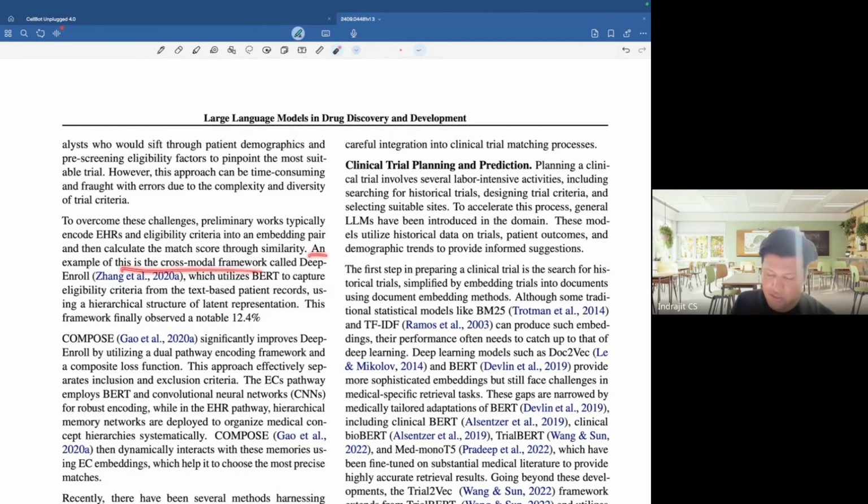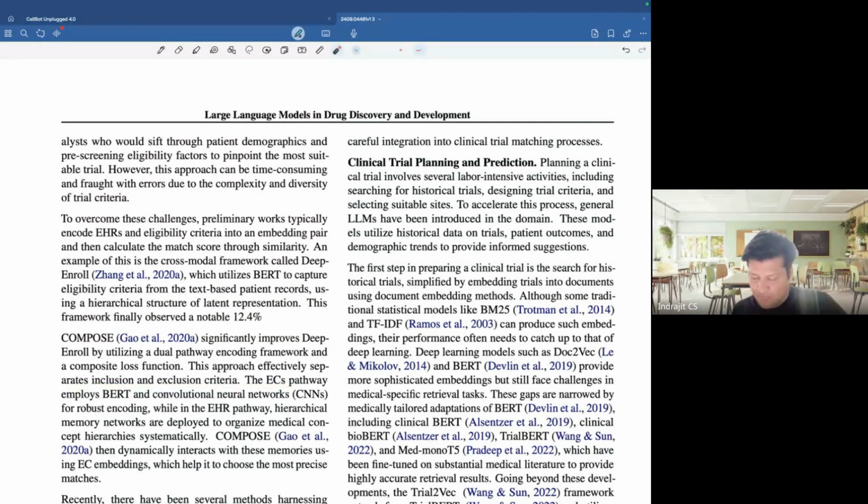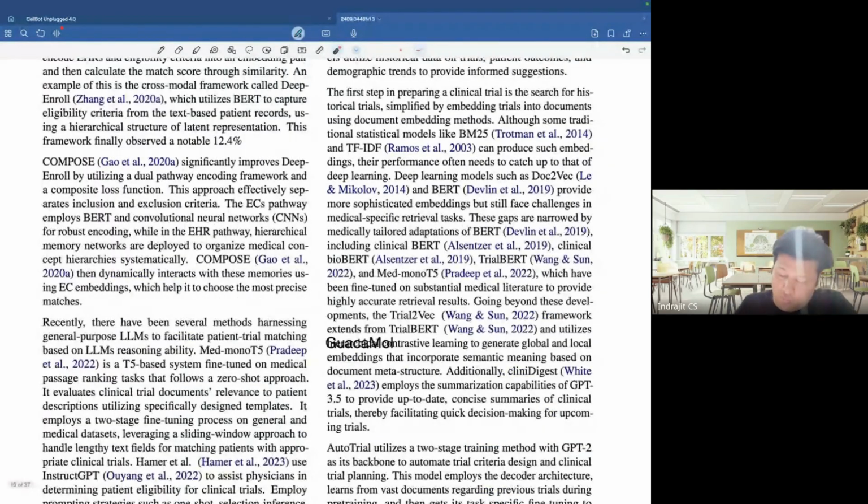An example of a cross-modal framework is DeepEnroll, a 2020 paper, which utilizes BERT to capture eligibility criteria from the text-based patient records, using a hierarchical structure of latent representation. Then we have COMPOSE, which significantly improves DeepEnroll by utilizing a dual pathway encoding framework and a composite loss function. This approach effectively separates inclusion and exclusion criteria. So you need to have things that you want to include and things that you want to exclude, right? So this is how models like COMPOSE can be used.